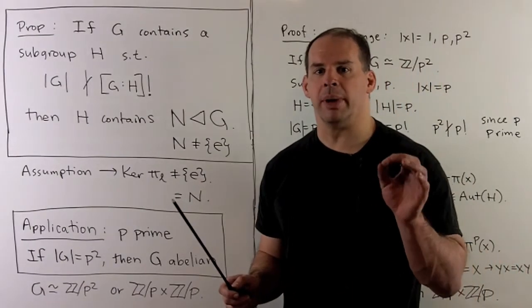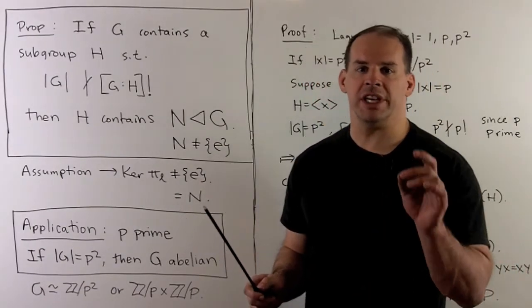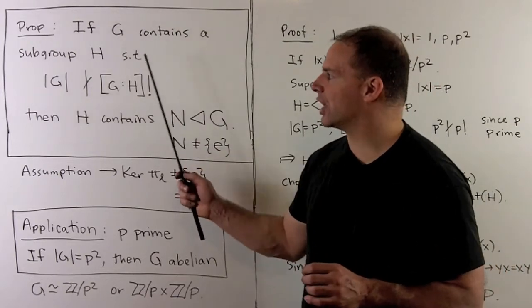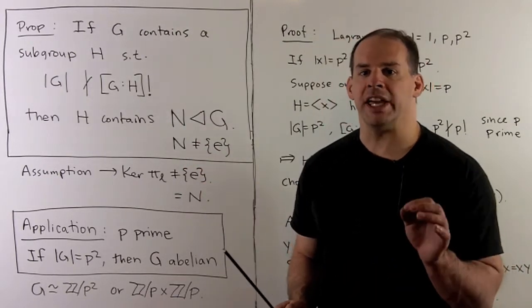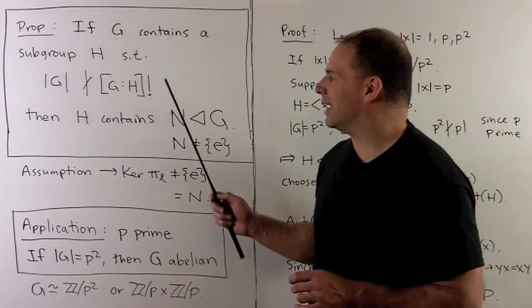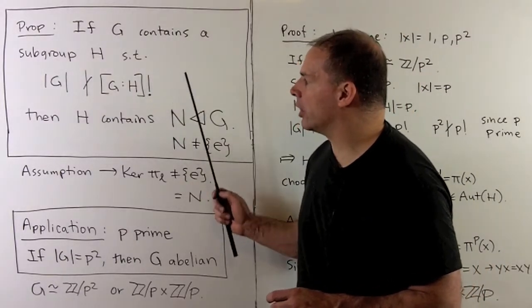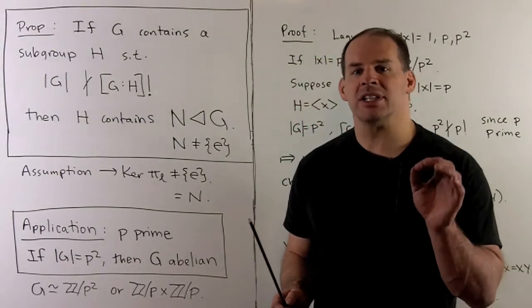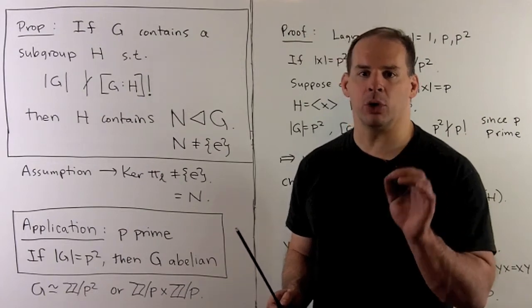Here's a corollary to our main result. If G contains a subgroup H such that the order of G does not divide the index of H in G, factorial, then H contains a non-trivial normal subgroup of G.